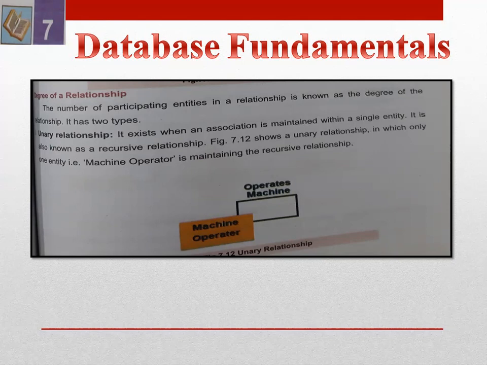In a unary relationship, an association is maintained with a single entity. It is also known as a recursive relationship. On your screen, you can view a diagram of a unary relationship, machine operator. A machine is operated by a machine operator. At one time, one person can operate one machine. So it is a recursive, unary relationship.